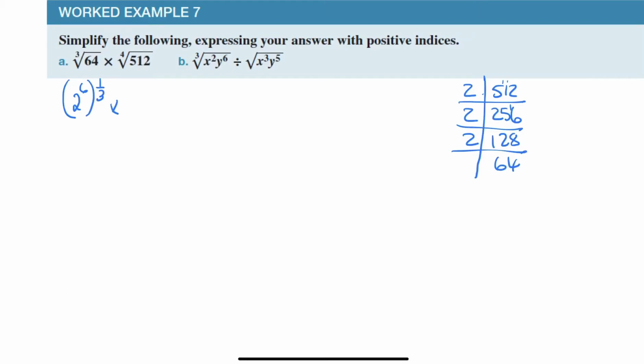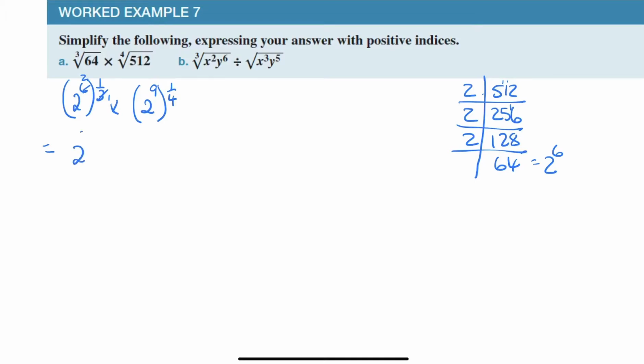Now I know 64 equals 2 to the power 6, which means 512 will be 2 to the power 6, 7, 8, 9. So it will be 2 to the power 9. And then 512, the fourth root means it's to the power a quarter. I'm going to now simplify. I'm going to say this equals 3 goes in itself once because I'm multiplying 6 with a third, which means 3 goes in itself once and 6 twice.